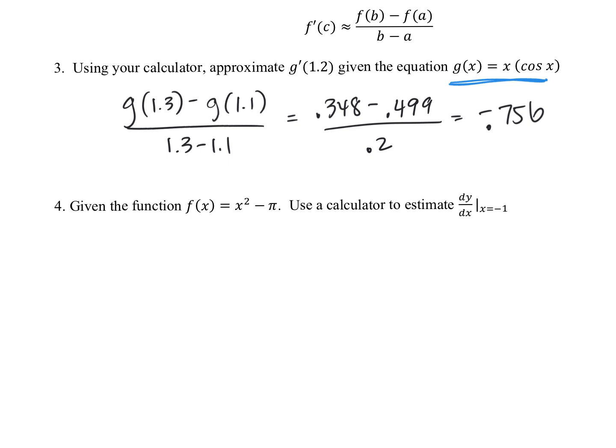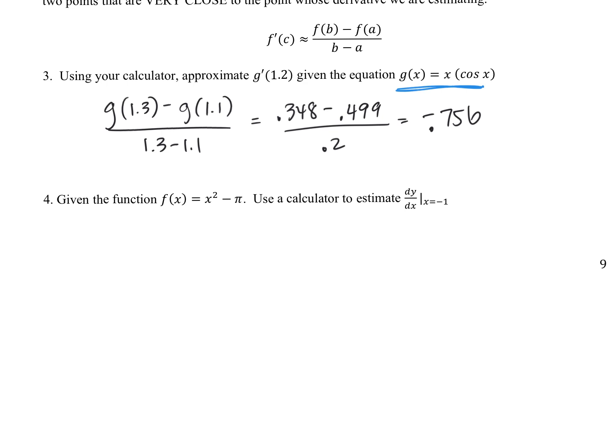You guys, where do they want that slope? When X was what? 1.2. So I'm going to say when X is 1.2, enter. Did we get it? You got negative 0.756, and that was our estimation. So our estimation was perfect. How we'd say this, you guys, is we'd say g prime of 1.2 is negative 0.756.